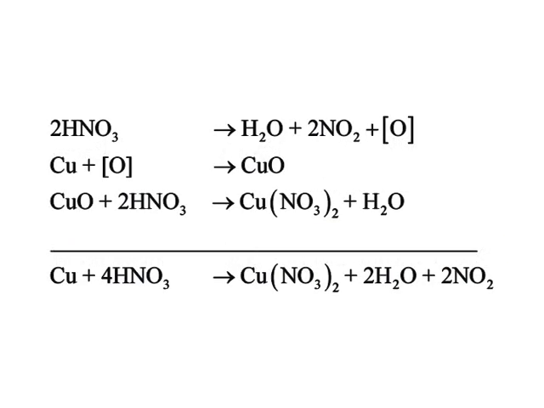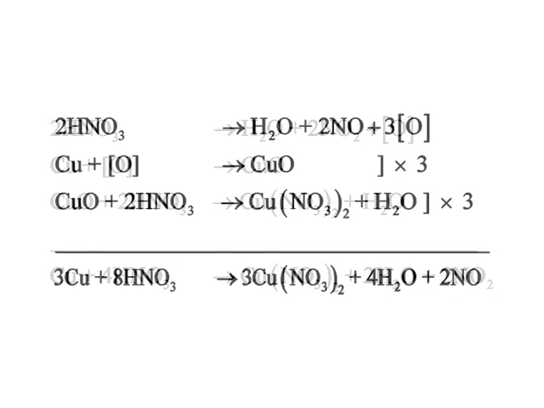For example, copper reacts with nitric acid to form cupric nitrate, water and nitrogen dioxide. With dilute nitric acid, nitric oxide is evolved.